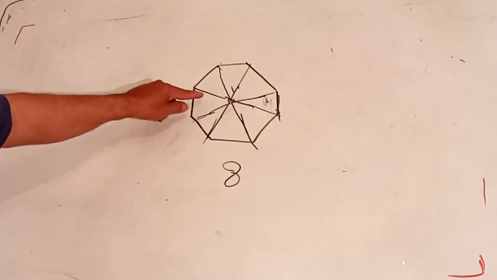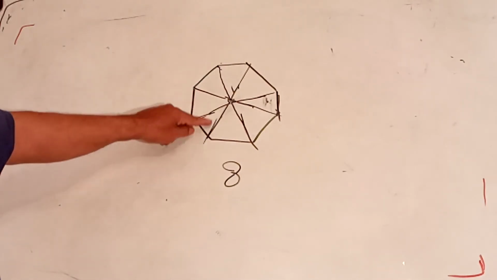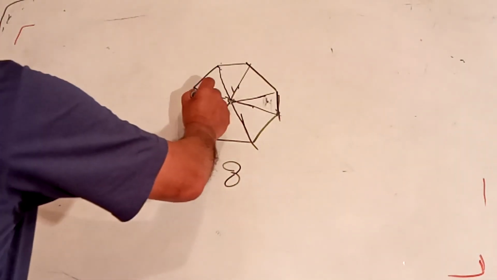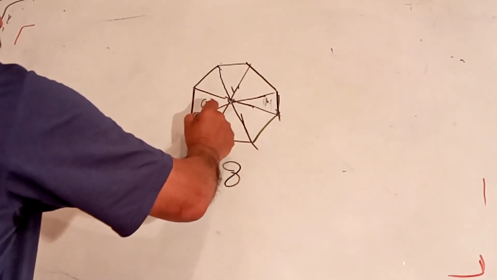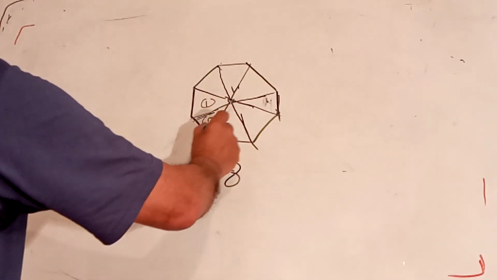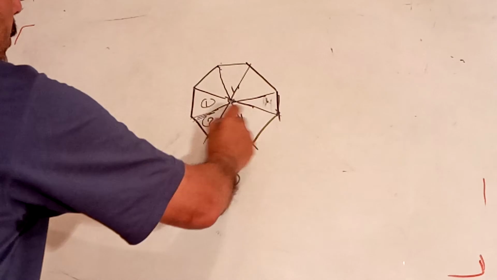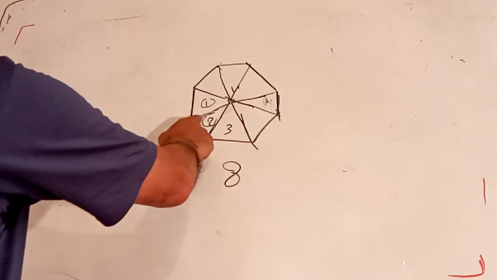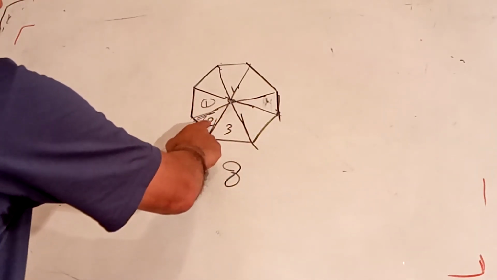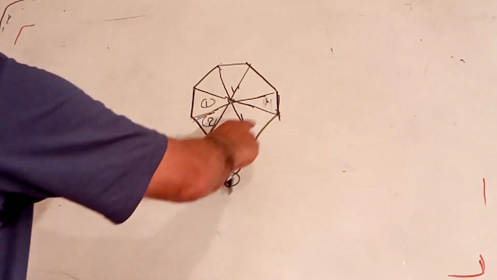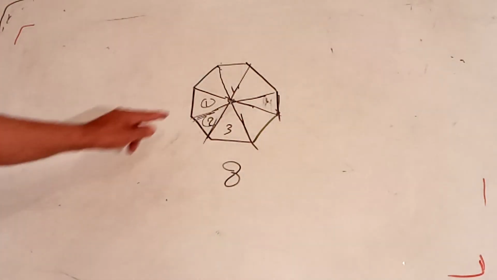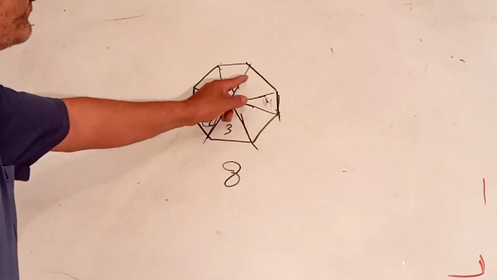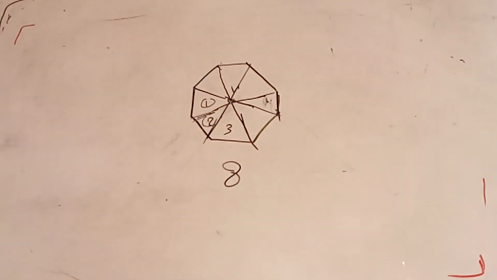This is a line of symmetry between this part, this one, and this one. For example, if this is 1, this is 2, so this is the line of symmetry. This is 3. We have a line of symmetry between this and this. And this one is between 2 and 3, and this one is between 3 and 4, and so on. So it has 1, 2, 3, 4, 5, 6, 7, 8. 8 lines of symmetry.